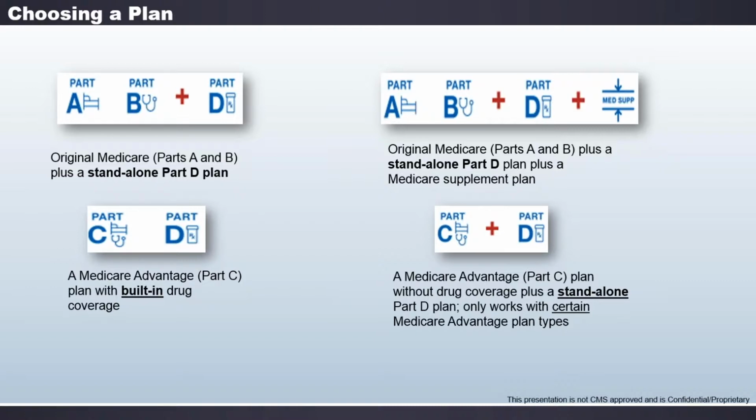Or they can go ahead and do Medicare Advantage Part C with that built-in drug coverage, so that Part D will be built into it. And then you have a choice of doing Medicare C plus the D as a standalone. So instead of doing the built-in, they can do a standalone Part D plan.